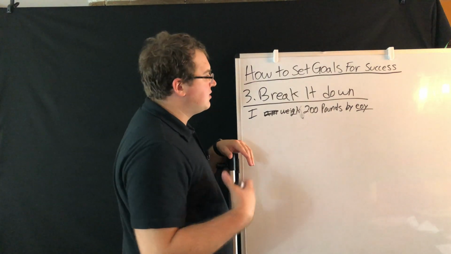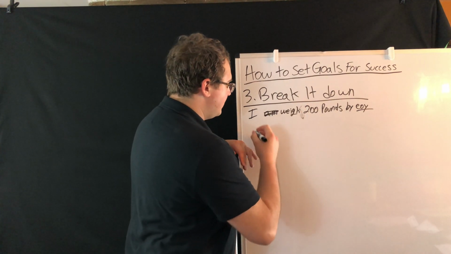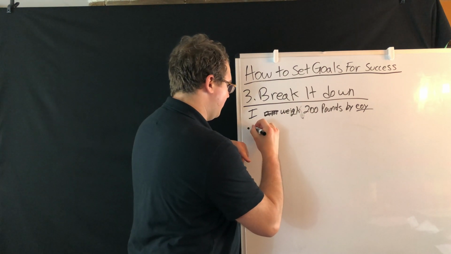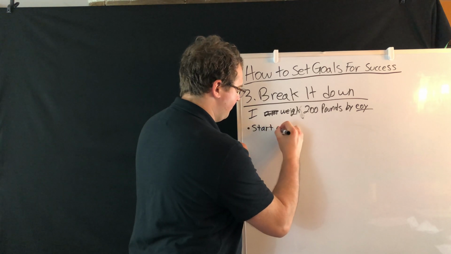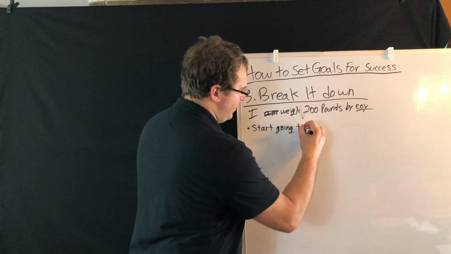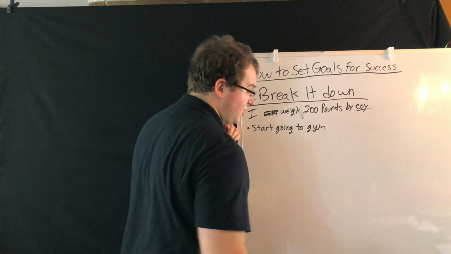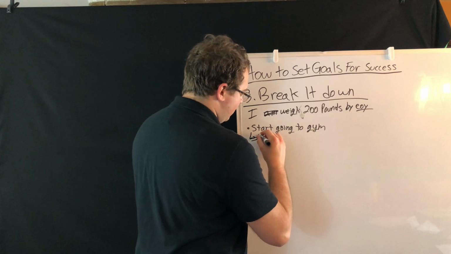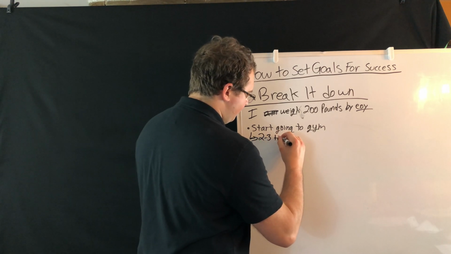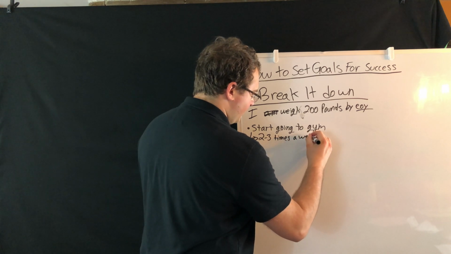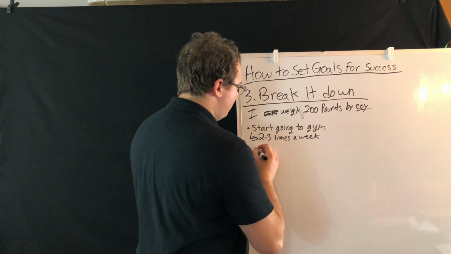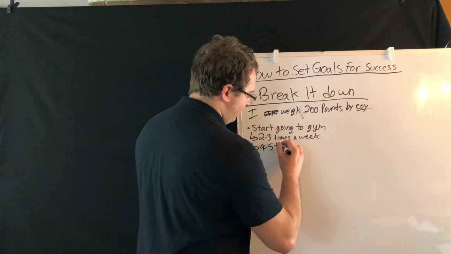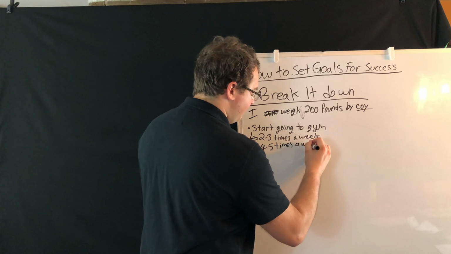Now we're going to break it down into smaller steps. So now we can break it down into goals. One of my smaller goals is start going to the gym. Right? That's going to be one of those goals. Now to break that down even more, we can start by going, let's say, 2 or 3 times a week. Cool? Once that becomes a habit, we can move that up to 4 to 5 times a week. If you want to go every day, that works too.